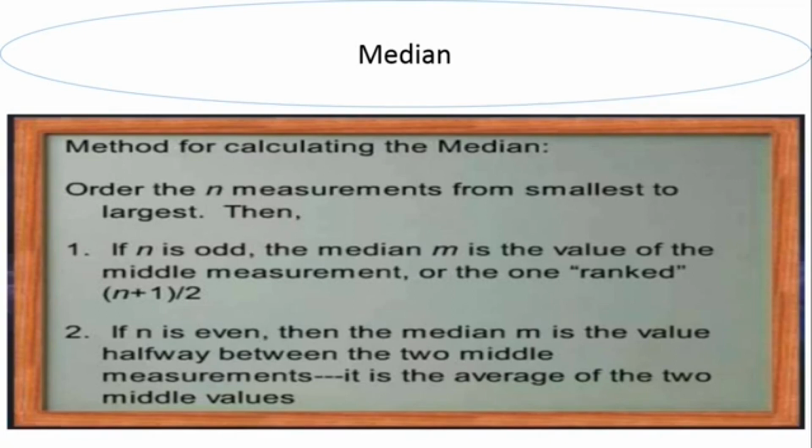If we have an odd number of observations, the median is the value of the middle measurement, or the one ranked (n plus 1) divided by 2. And if we have an even number, then the median is the value halfway between the two middle measurements. It is the average of the two middle values. So in the case of an even number, we just need to find the average between the two.